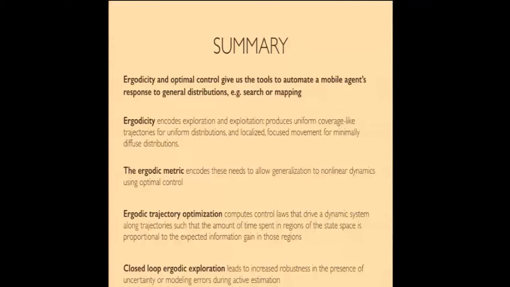By encoding this into a metric, the ergodic metric, we can use optimal control and constrain the types of trajectories we get using potentially nonlinear dynamics. And closing the loop, I didn't talk about the actual experimental results too much, but closing the loop provides robustness with respect to things like disturbances, noise, and uncertainty in your measurement model, because you're not converging too early or becoming exploitation heavy too early, because you're explicitly considering the statistics of your estimate.